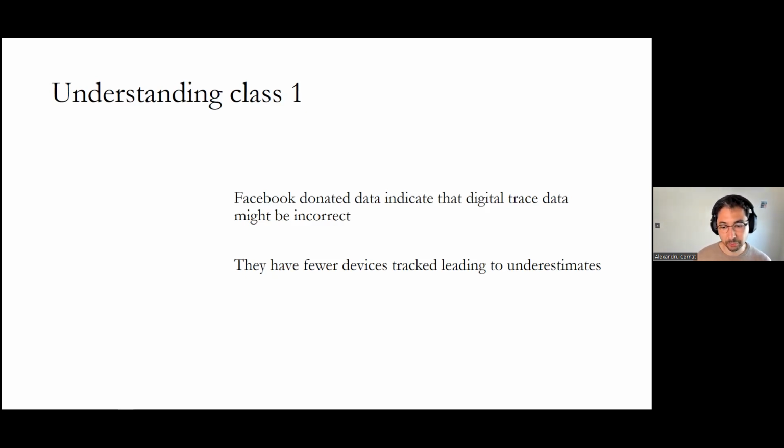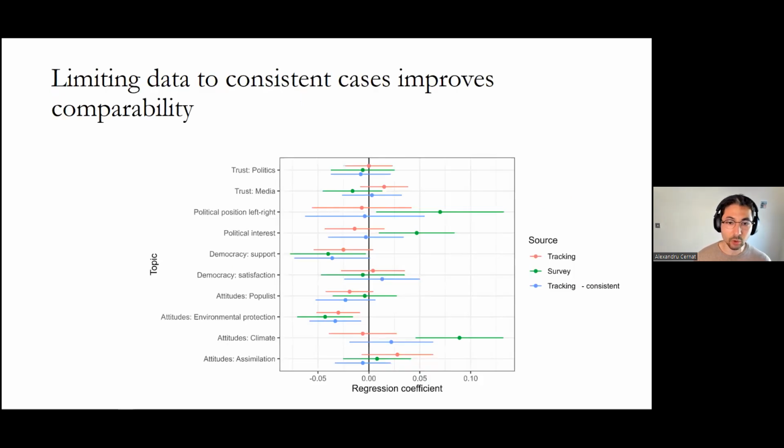And we did a little experiment where we said, okay, what if we look at the data only for people that are consistent? You remember this was the comparison between the digital trace data and the survey. We said, there are some significant differences, so what if we look just at class 2 and 3 where people are consistent? For some questions, for example trust in media, we see a difference between tracking and survey, but if we just look at the people that are consistent, those in class 2 and 3, the digital trace data is getting a little closer to the survey data.